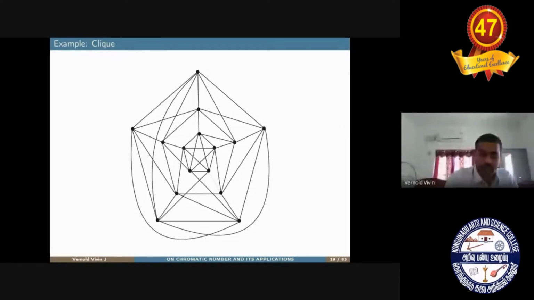The other one is in the center. So here the triangle having three vertices is also a clique. But the biggest clique should be the maximum complete subgraph. That is nothing but the center, these pink colored vertices. This is called K5, a complete graph on 5 vertices. So the clique number for this graph, that is omega of G, will be equal to 5.